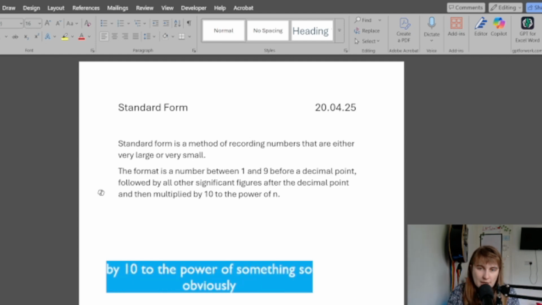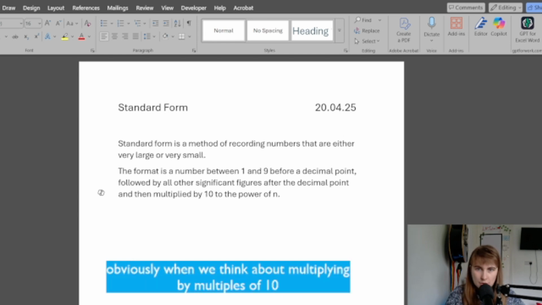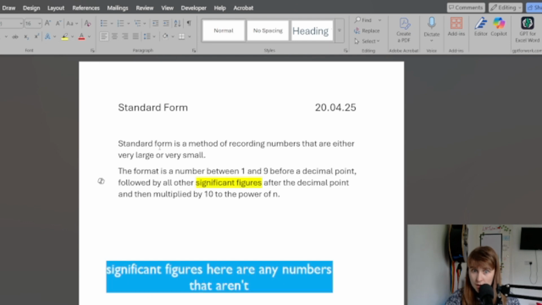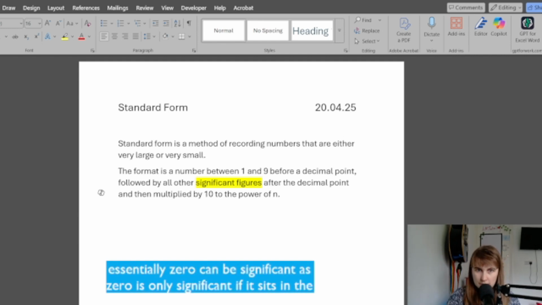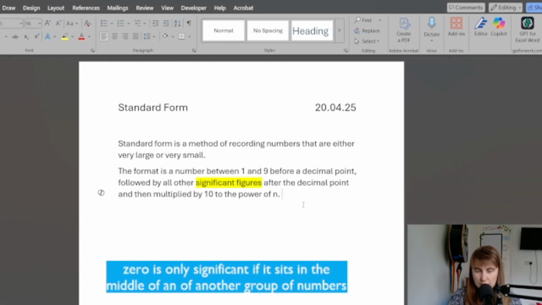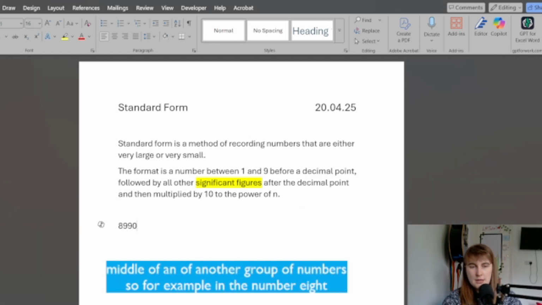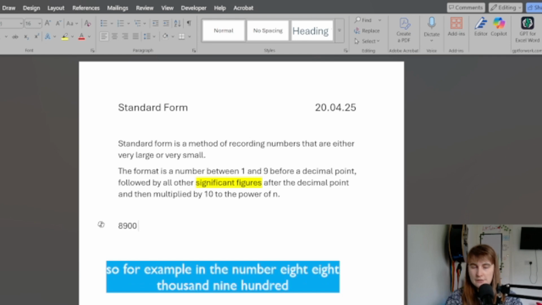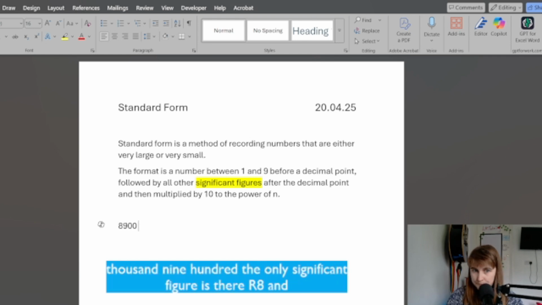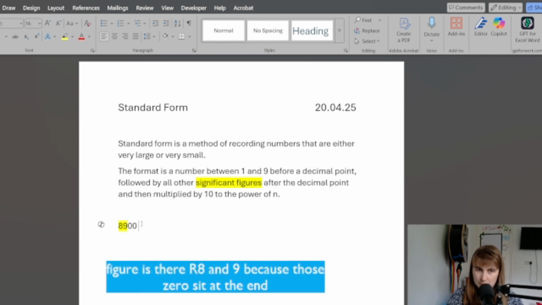So obviously, when we think about multiplying by multiples of 10, it could be 10, 100, 1,000, 10,000, etc. We can make numbers really large. What I mean by significant figures here are any numbers that aren't zero. Essentially, 0 can be significant, but 0 is only significant if it sits in the middle of another group of numbers. So, for example, in the number 8,900, the only significant figures there are 8 and 9, because those zeros sit at the end of the other numbers.